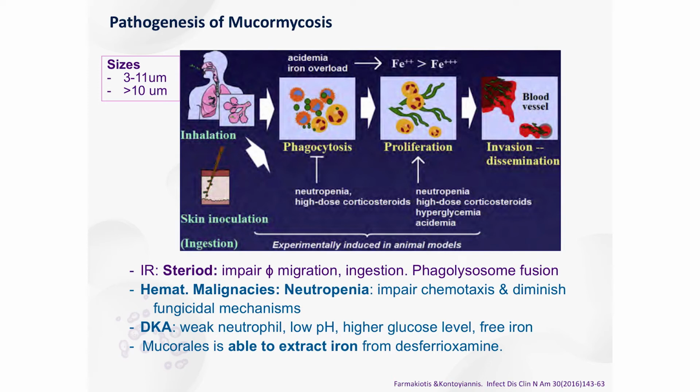This is another thing that makes the germ, the Mucormycosis, get into the blood and cause the angioinvasion. Don't forget, in our area DKA is common. So there is a higher glucose level and free iron. This is something that really promotes the invasion here.